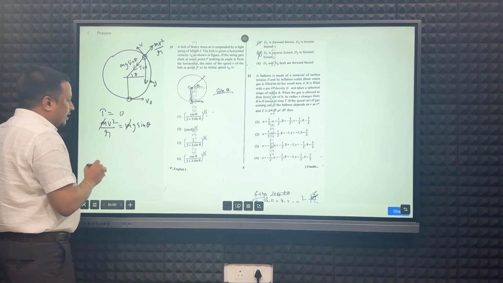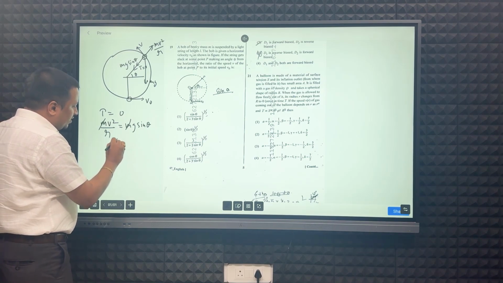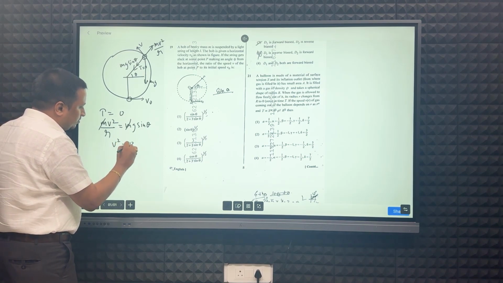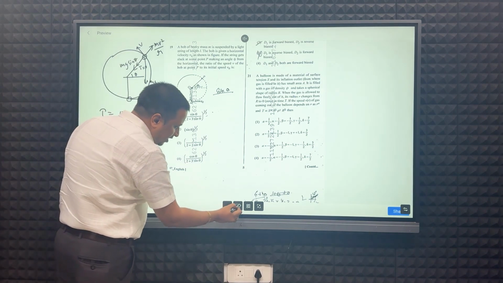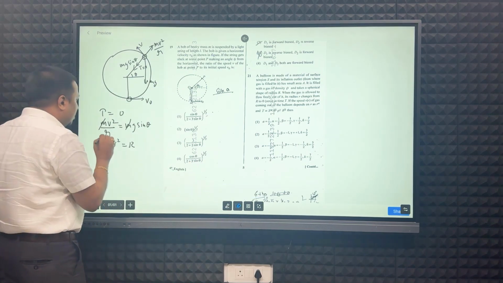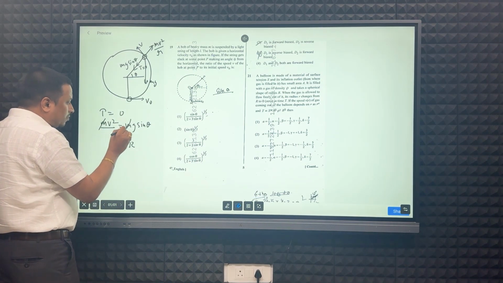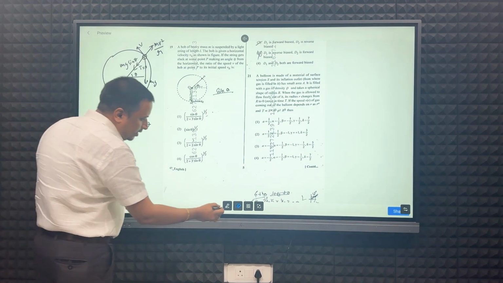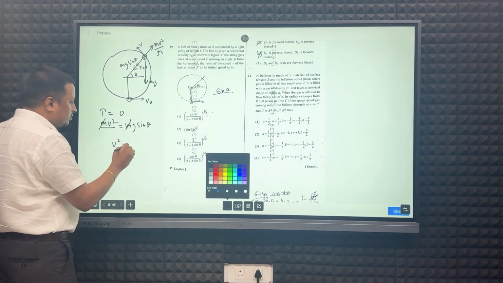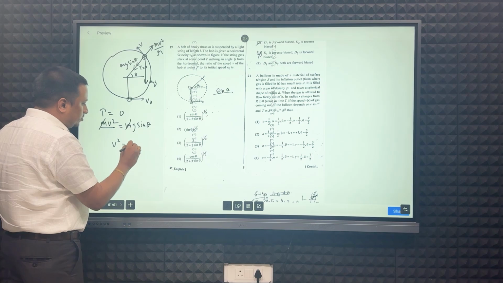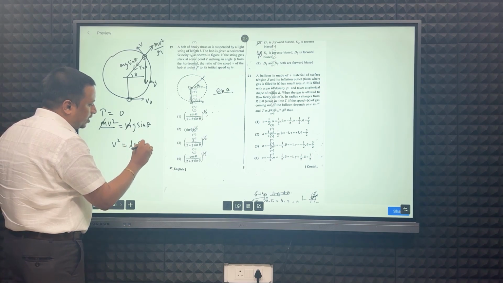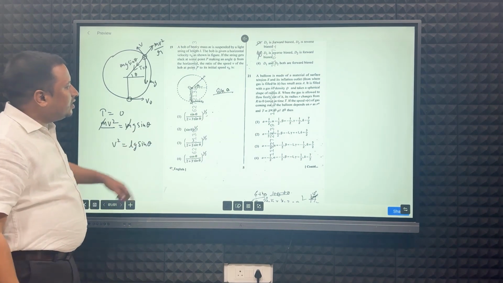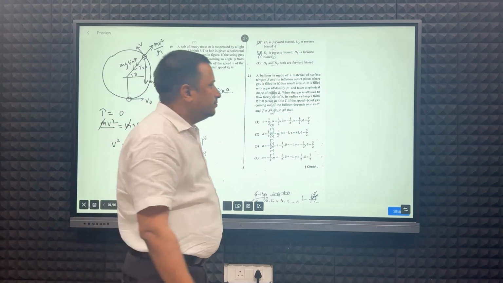M and m will get cancelled. From here, v square is equal to r g, or l g. Let me write l for you, because the length is given, that is l. Let us use l for this. So it will become l g sine theta. V square will become l g sine theta.